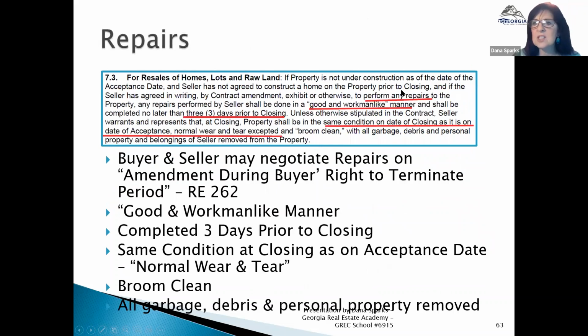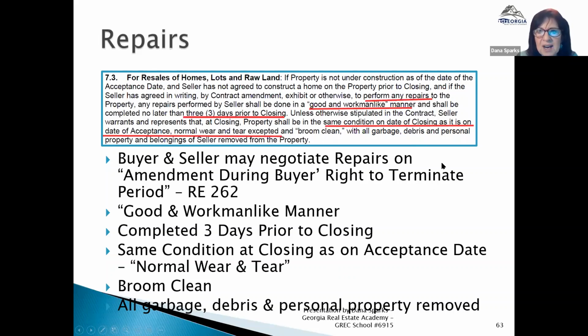Okay. Let's talk about repairs. In the RE forms contract, this is in the standard terms now. It states that if the buyer and seller did negotiate for repairs, the seller has agreed in writing by contract to perform any repairs, they are to be completed in good and workmanlike manner and shall be completed no later than 3 days prior to closing. Unless otherwise stipulated, the property shall be in the same condition on the date of closing as it was the date of acceptance, which is binding agreement date. Normal wear and tear accepted, and broom clean with all garbage, debris, and personal property and belongings of the seller removed. So what does this mean for you buyers agents?